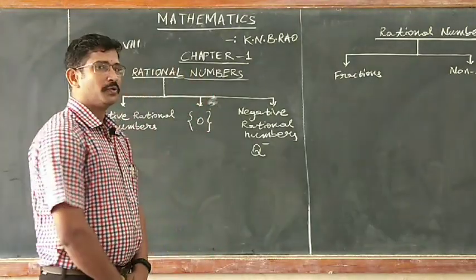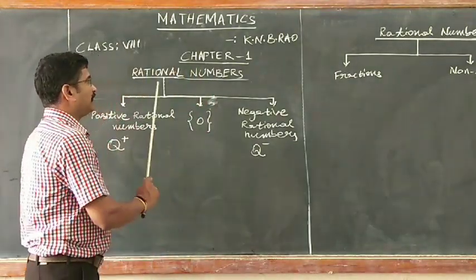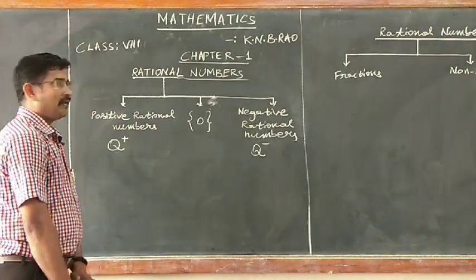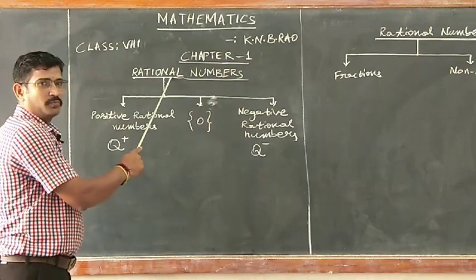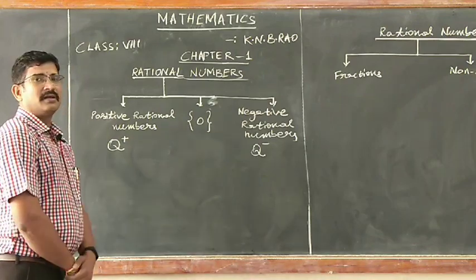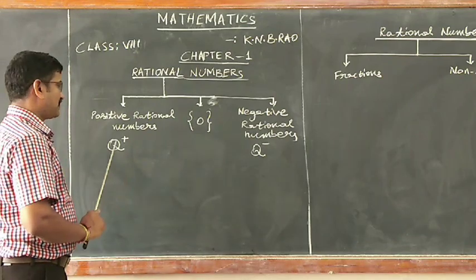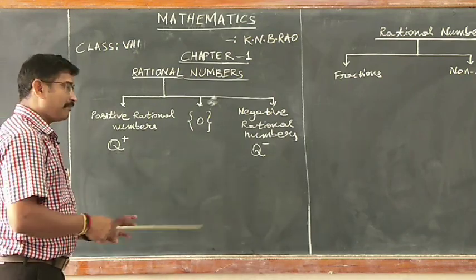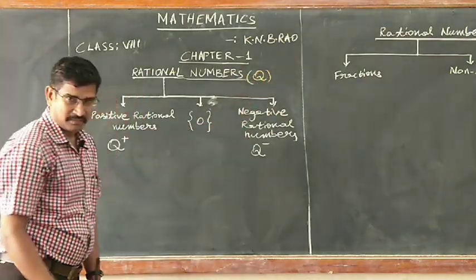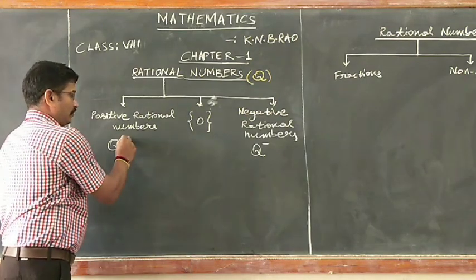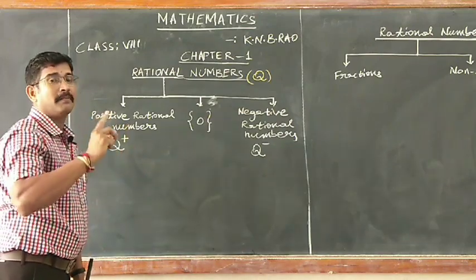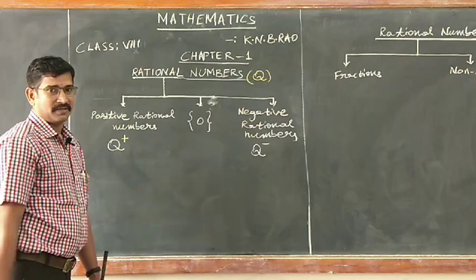So, let me take you to how rational numbers are subdivided into various types of numbers. Children, watch here. I am dividing rational numbers into three types. One, positive rational numbers. Positive rational numbers are represented using the same letter Q, which is used for rational numbers, but with a plus sign on top of it as a superscript, which tells positive rational numbers.